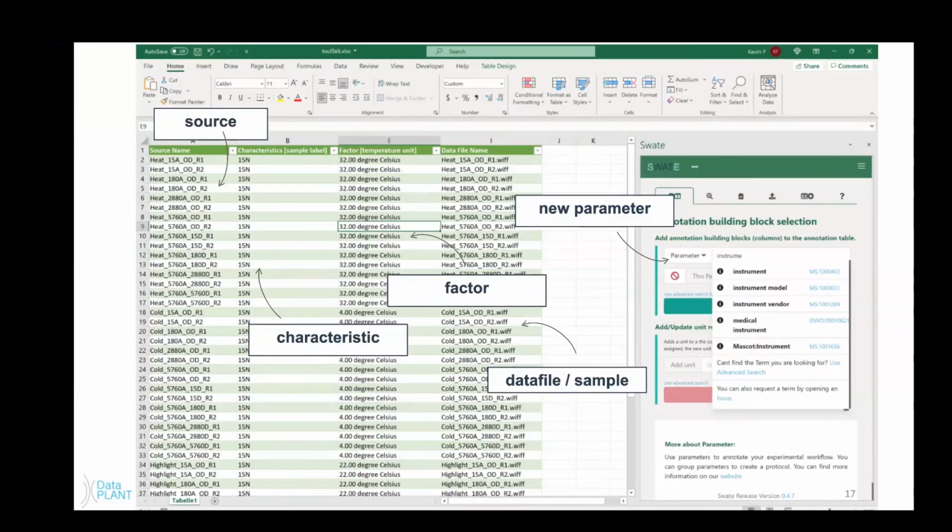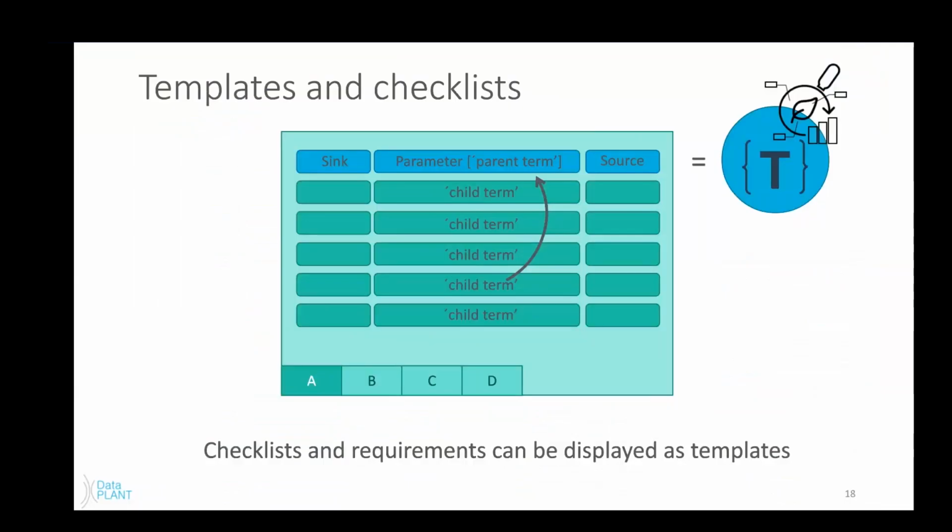And you can see here on the right-hand side, it's easy to add a new parameter. You can start to type in the word instrument, and you get a bunch of different options to select. And then once this is selected as a parent term within your column, you are given options to annotate with child terms.